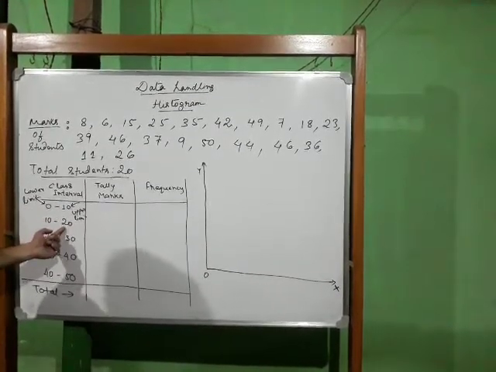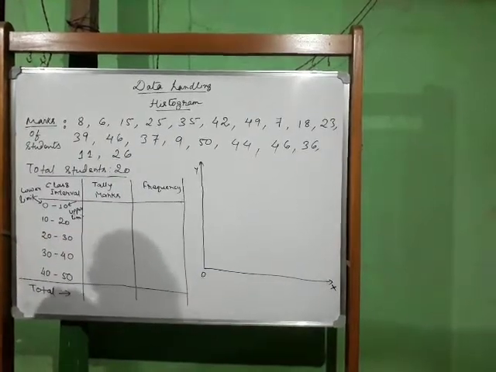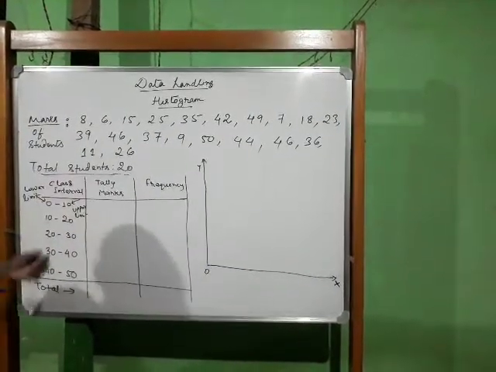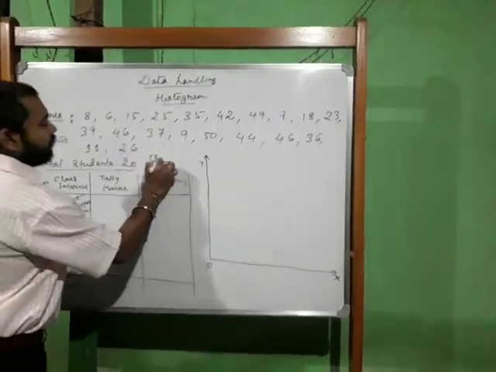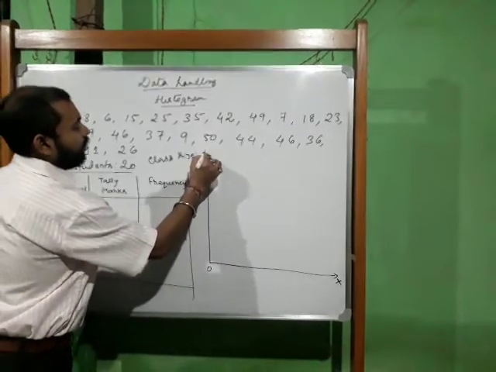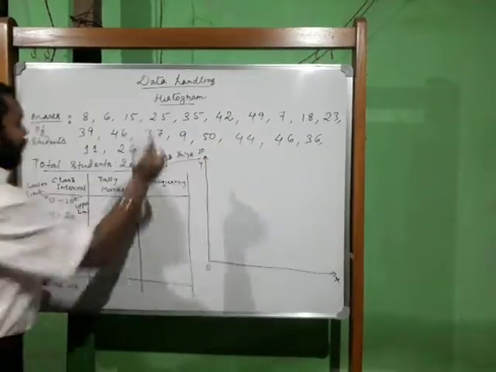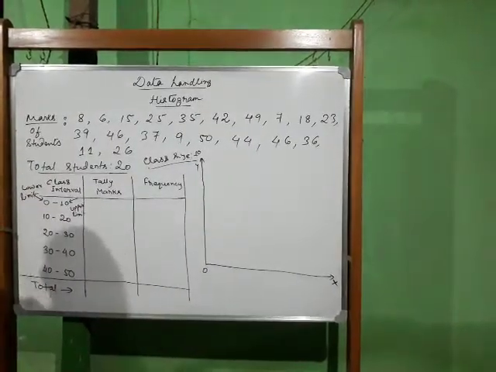Again 10 to 20, the difference is 10. 20 to 30, the difference is 10. So 10 is the class size. That is called class size. So the class size is 10, since in each interval the difference is 10.